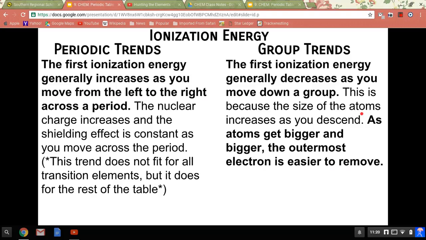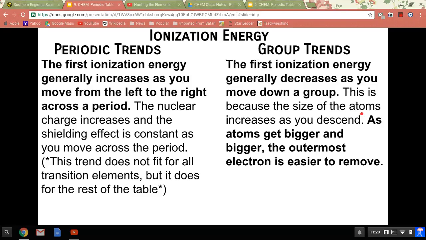So the first ionization energy generally increases, meaning you need more energy to pull electrons off, as you move from left to right across a period. This should make sense because as you are going from left to right across the period, you're adding more and more valence shell electrons. The electrons in the valence shell have more buddies as you're going across, and it's harder and harder to pull them away from each other. This trend is not true for all transition elements, but it does work for those main group elements on the rest of the table. So we're going to go with the first ionization energy increases as you move from left to right across the period.